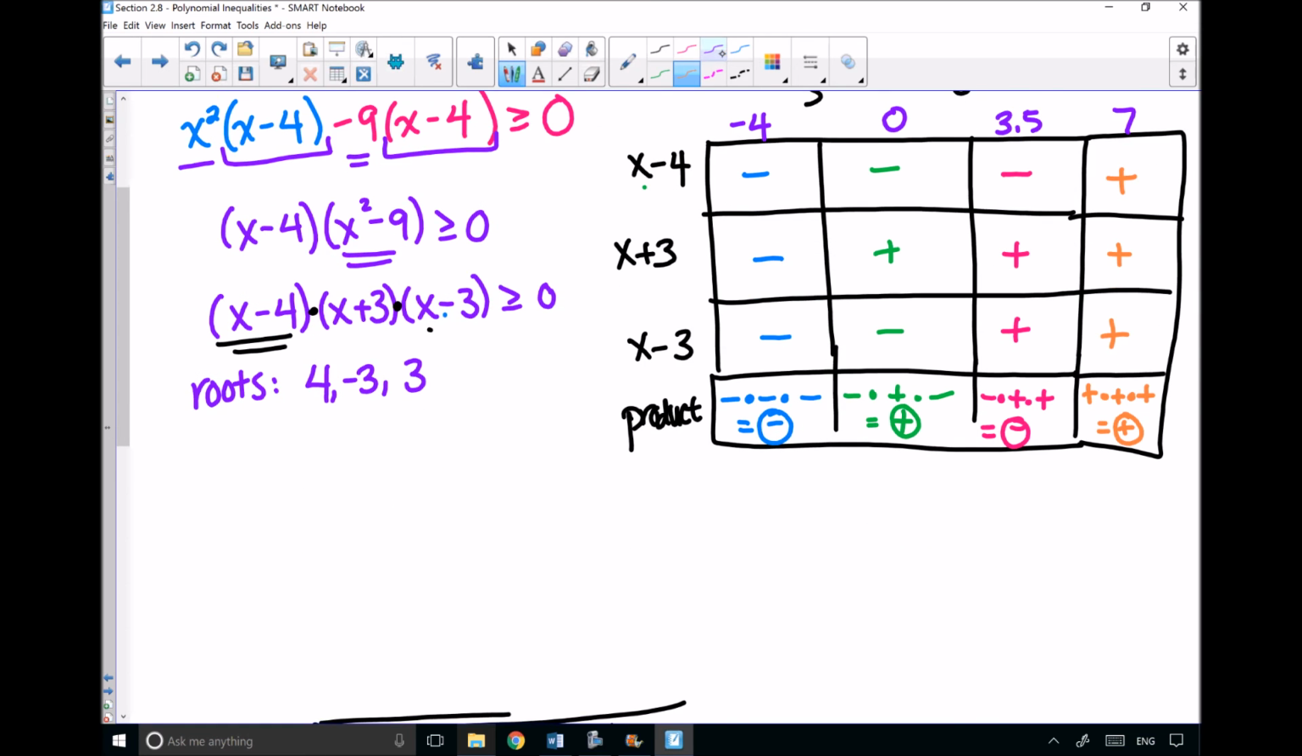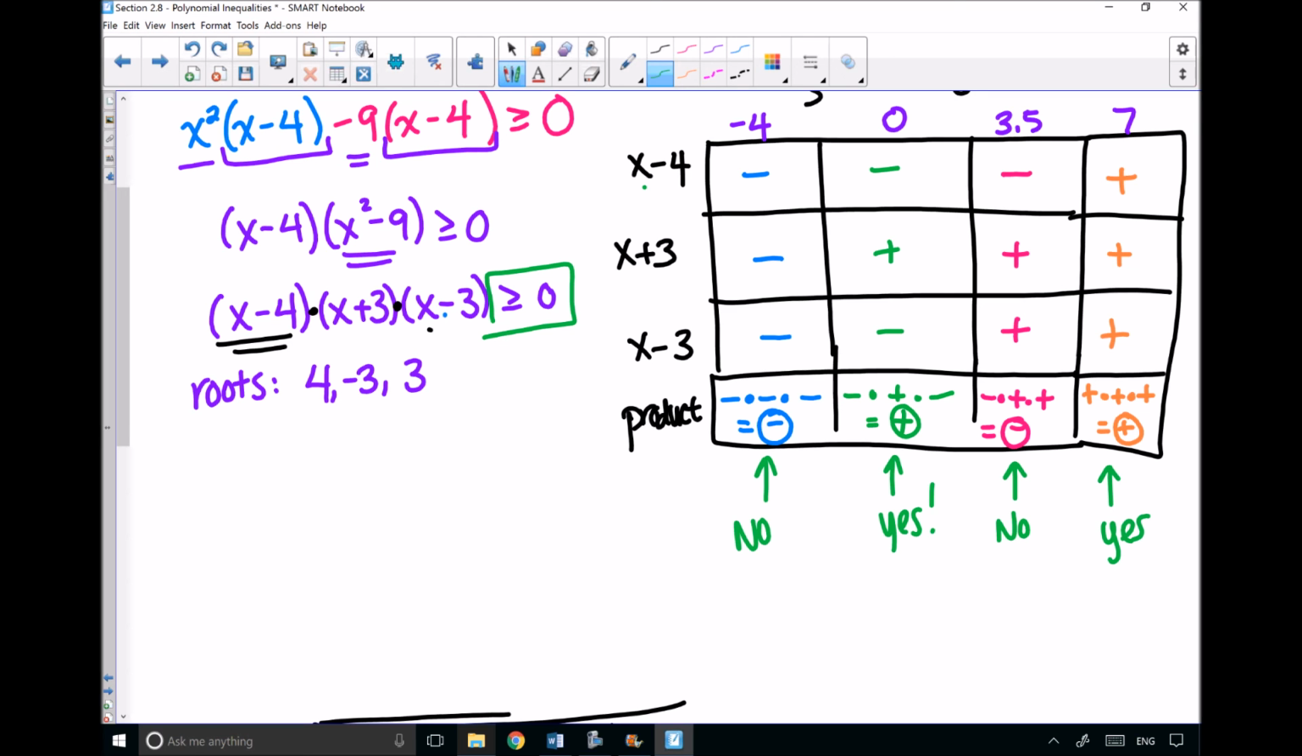Well, I want it to be greater than or equal to 0. So where is this true? It is not true here, so this is a no. Okay, it is true here, so this is a yes. This is not true. If it's negative, it's not greater than or equal to 0. And here it is a yes.